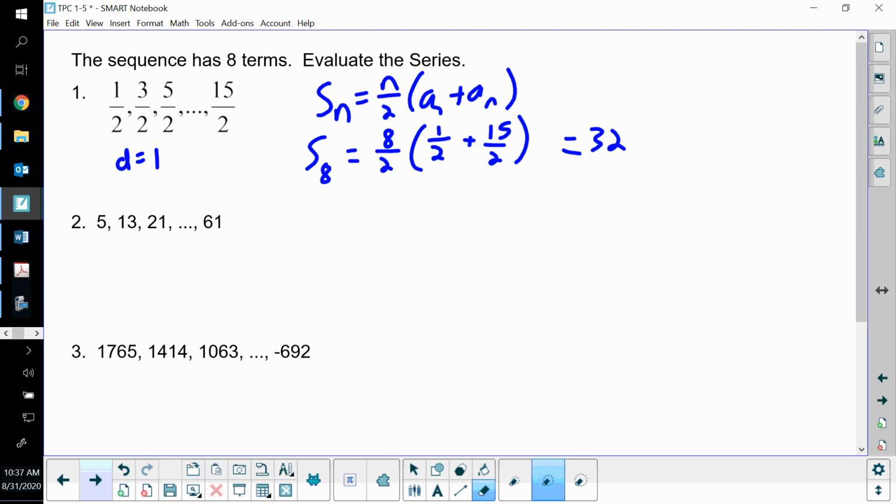Similar idea for all the others, because they said we're going to do the series out to 8 terms. So we'll just have 5 plus 61. So that'll give us 264 when we put it in the calculator.